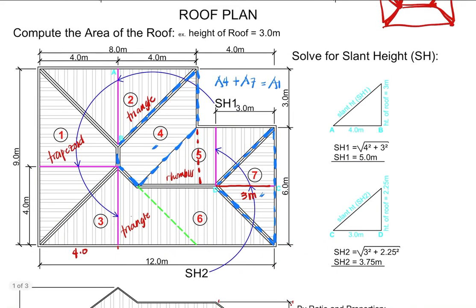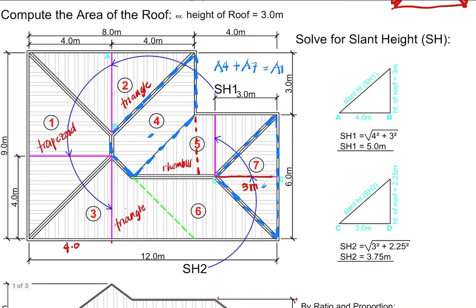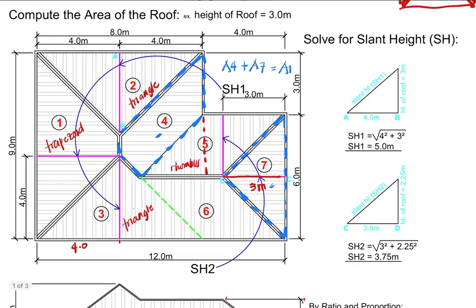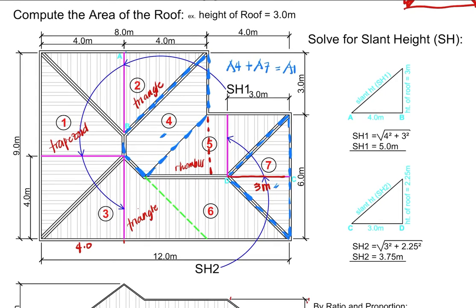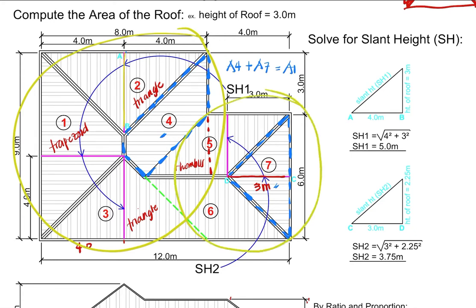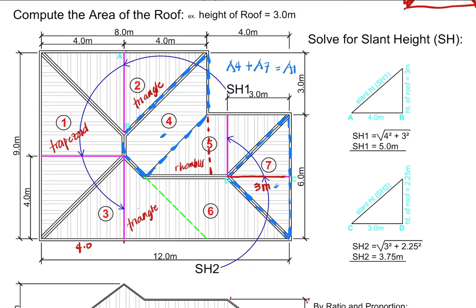So to solve for the slant height you have there, this is point A and point B. For this big rectangle, you have this slant height, and for this small rectangle, you have this slant height. So for slant height 1, you have this one, and this one. And then for slant height 2, you have this one, this one, and also this one.